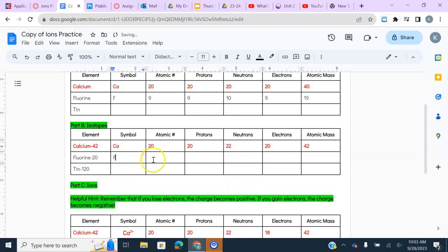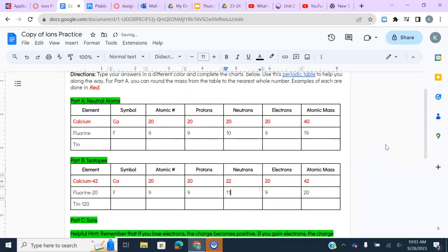Same thing, we've still got fluorine. We've got an atomic number of 9. We still have 9 protons, and we still have 9 electrons here because this is still a neutral atom. Now our atomic mass, instead of 19, is going to be 20 because this is an isotope, so we're changing the number of neutrons. And so 20 minus 9 is going to give us 11 neutrons. So in part A, you're just doing the typical 8-man: you use the periodic table to find the average atomic mass, and then you do your 8-man calculations.